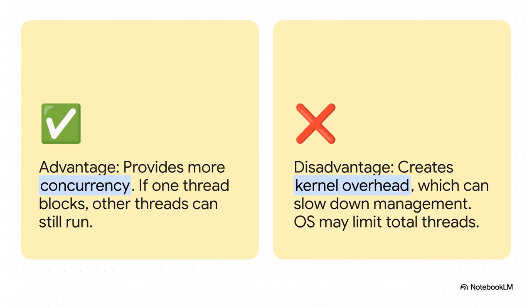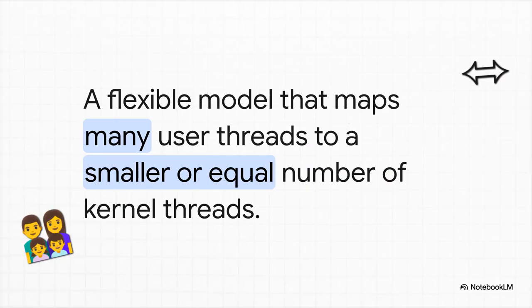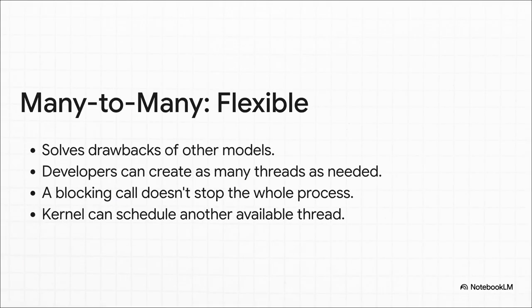The catch, though, is overhead. Creating a kernel thread for every single user thread is pretty resource-heavy, and the OS might even limit how many you can create. And this brings us to our third and most flexible option, the many-to-many model. This model is like a compromise, mapping many user-level threads to a smaller or maybe equal number of kernel threads. This model really tries to give us the best of both worlds.